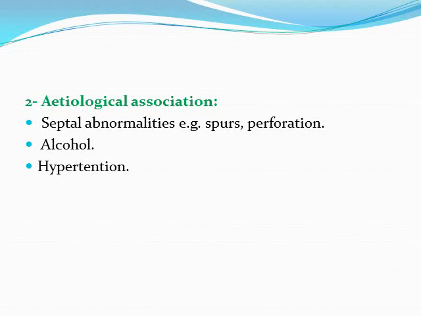The second thing is the etiological association, which means that it is associated with epistaxis more likely than being the actual cause of epistaxis. These etiological associations include septal abnormalities such as septal spur and perforation, alcohol consumption, and hypertension, which is now considered not a cause of epistaxis, but it is associated with severe epistaxis.